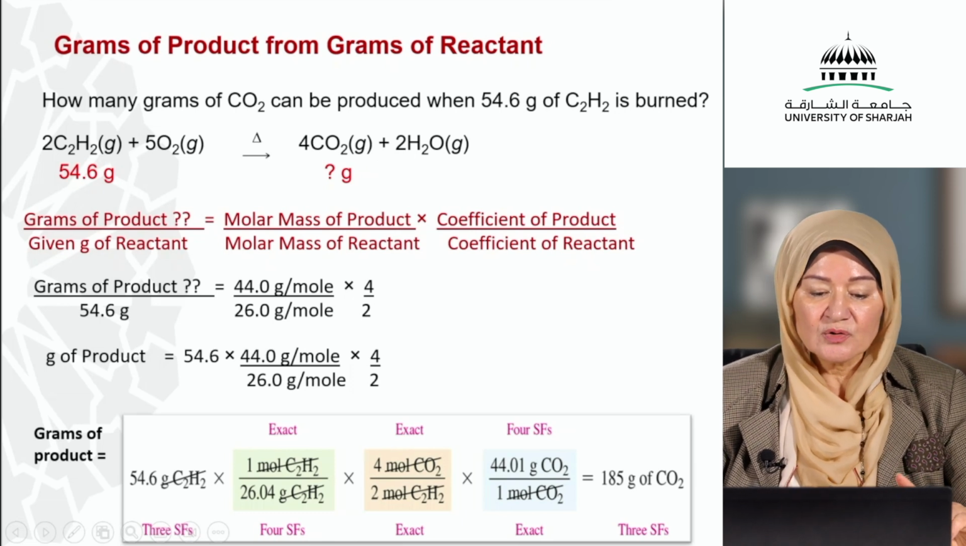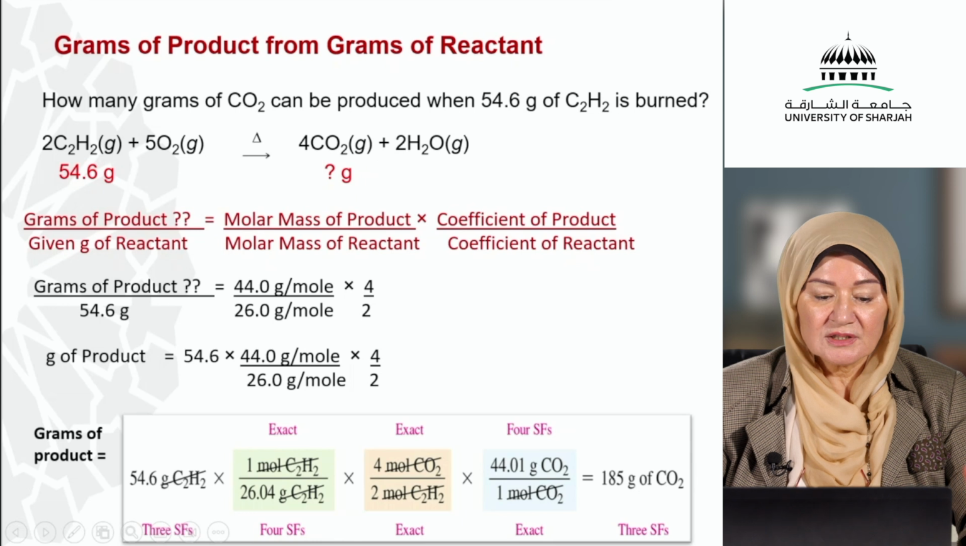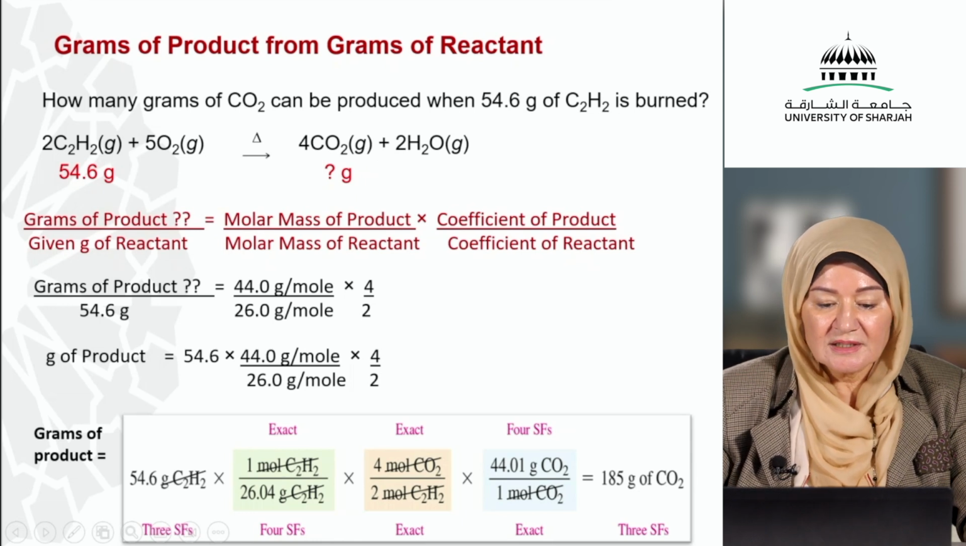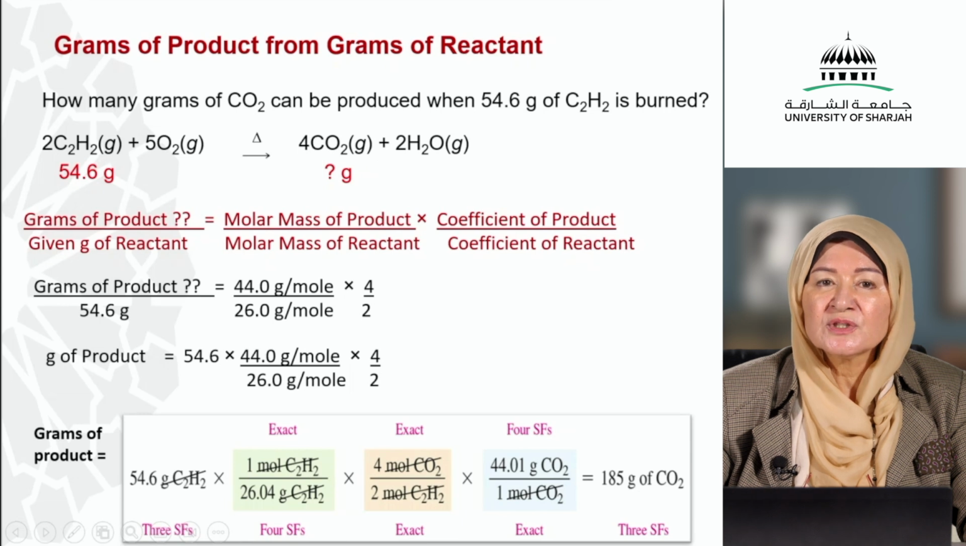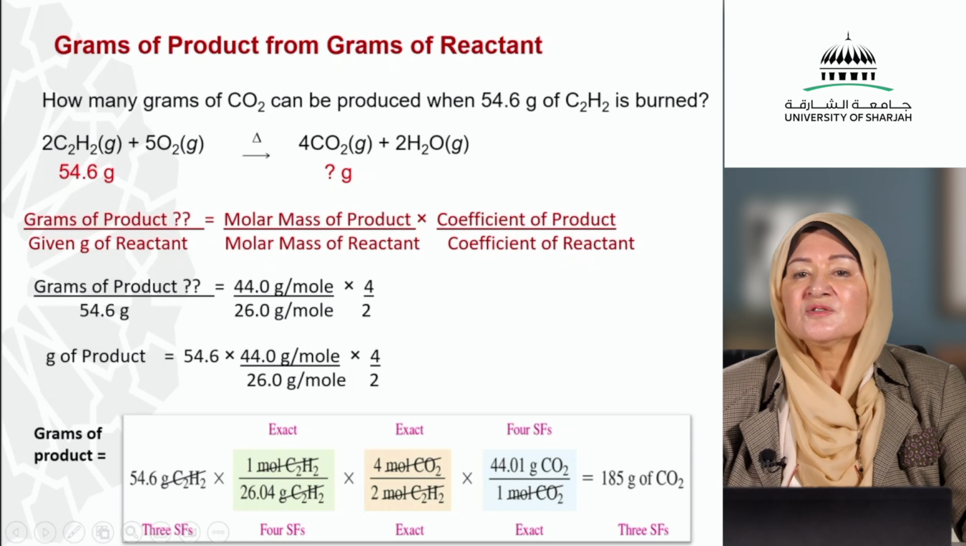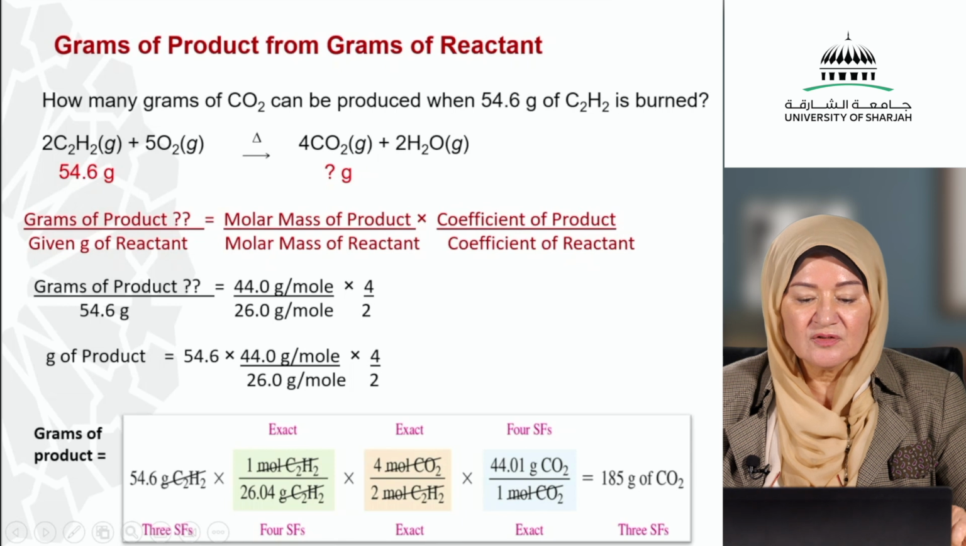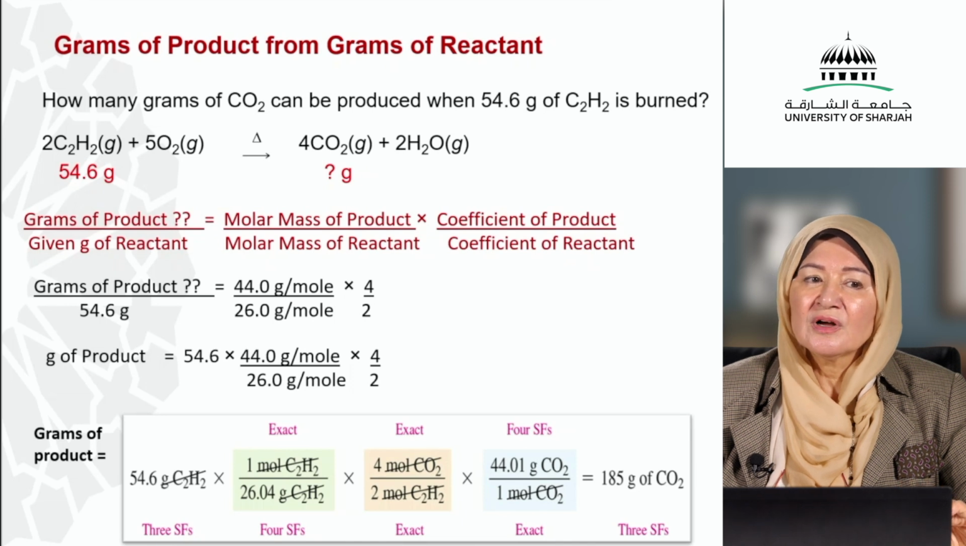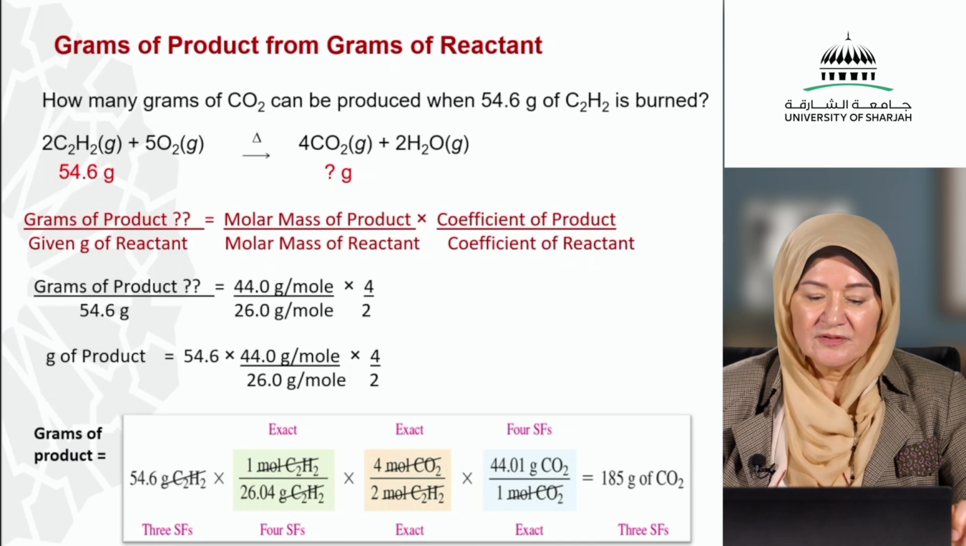By the way, here also I'm stressing significant figures. Here I have 3 significant figures, 54.6. Here 1 mole is exact. Here I have 4 significant figures. Here 4 moles and 2 moles are exact numbers, so I don't consider them as significant. With 4 significant figures, 44.01 over 1 mole, it gives me 185 with 3 significant figures at the end, because I have to round the answer to the least number of significant figures in the measurements.